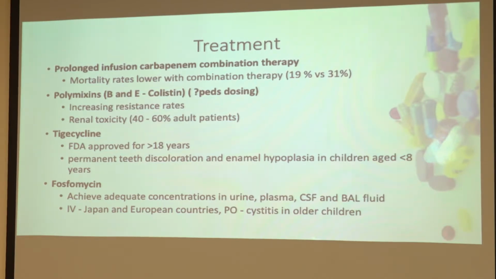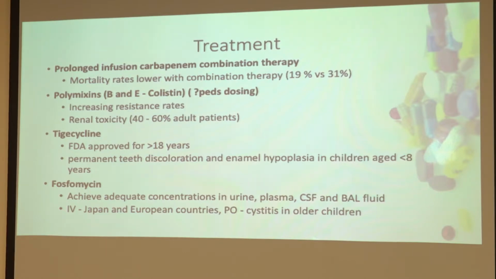The third option is tigecycline. Tigecycline is designed to be a poor substrate for tetracycline-specific efflux pumps. Efflux pumps are the mechanism of resistance for tetracycline. To combat that, we came up with this new medicine called tigecycline, which prevents that mode of resistance. It is approved for more than 18 years old. Just like with tetracyclines, we cannot give it in less than 8 years old because of the risk of permanent teeth discoloration and enamel hypoplasia.